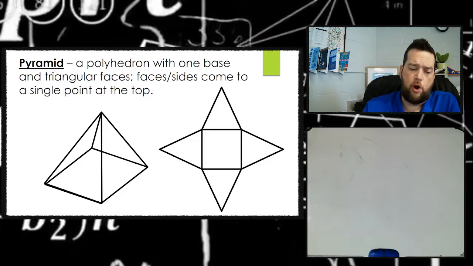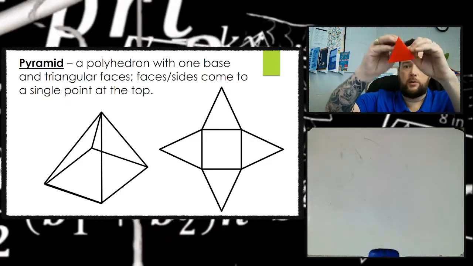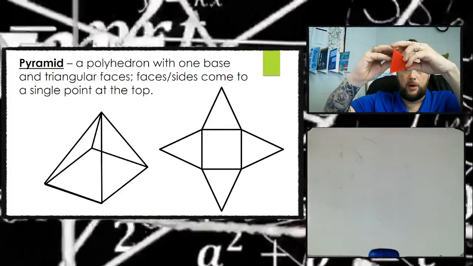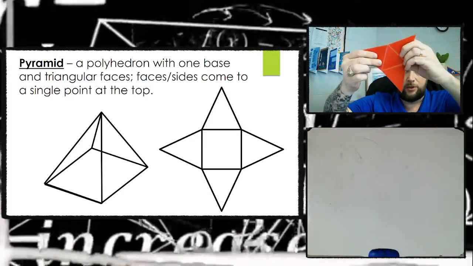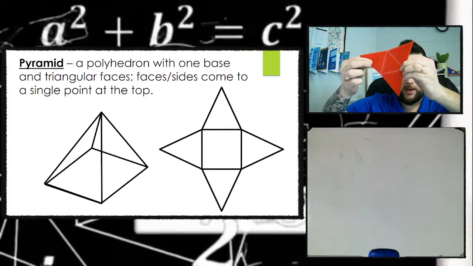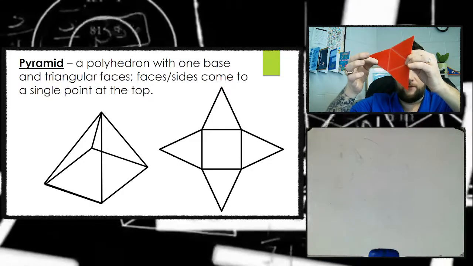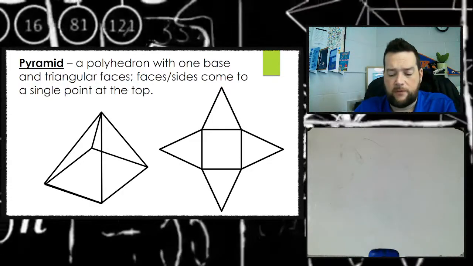If you're drawing it as a net, it might look like this. You would start with the base, and then you could just put a triangle on each of the lines of the base, just like that, and that would be a net. You want to find a net whenever you're trying to find the surface area of something.